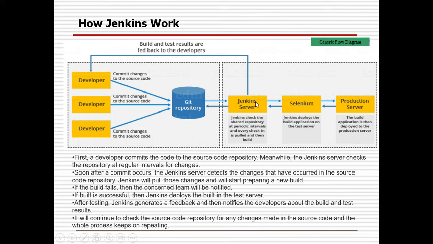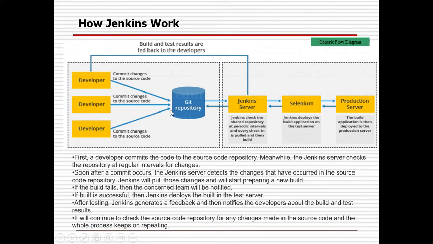There is a Jenkins server available which checks the shared repository at periodic intervals, and every check-in is pulled and then built. After that, Jenkins deploys the built application to the test servers, and once everything is okay, the built application is then deployed to the production server. So that is the flow diagram. It's available if you want to learn the basic Jenkins architecture.